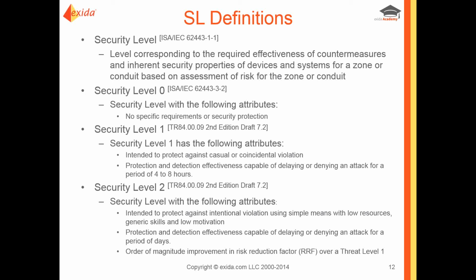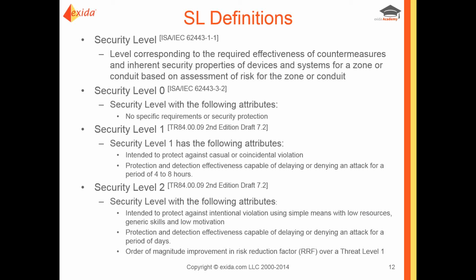And the reason for that is the 62443 definitions still seem to be in somewhat of flux, and they are tied to the sophistication of the hacker. In TR 8409, we also started to put in a time period capable of delaying or denying attack for a period of time. So security level 1, it's 4 to 8 hours.